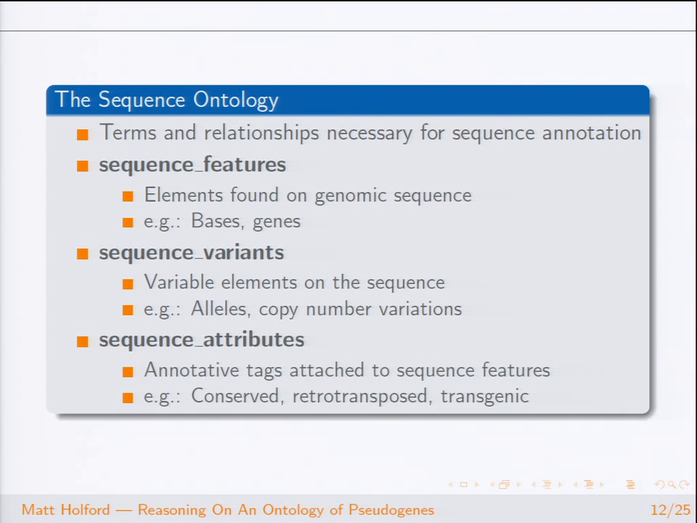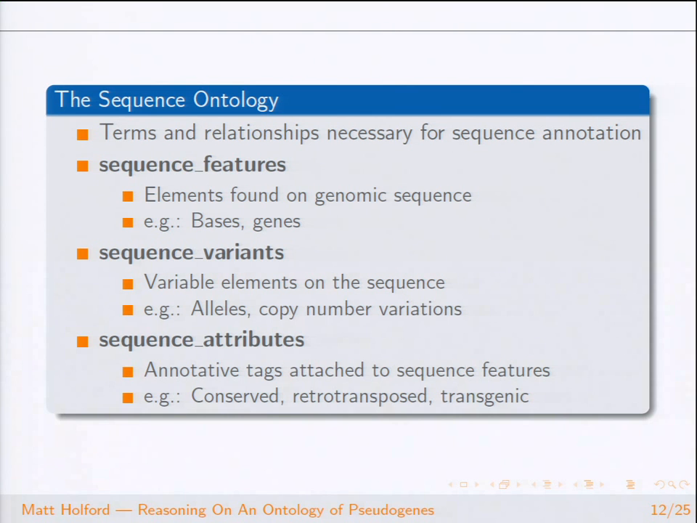The Sequence Ontology is basically three major hierarchies. First of all, features. These are elements on the genome, and can range from anywhere as small as a single base to larger branches of genes. Sequence variants are class variables, such as alleles or copy number variation. We have sequence semantics, which are used to describe aspects of either sequence features or sequence variants. These are sort of things like conserved or retroposed, and these are used to label elements on it.